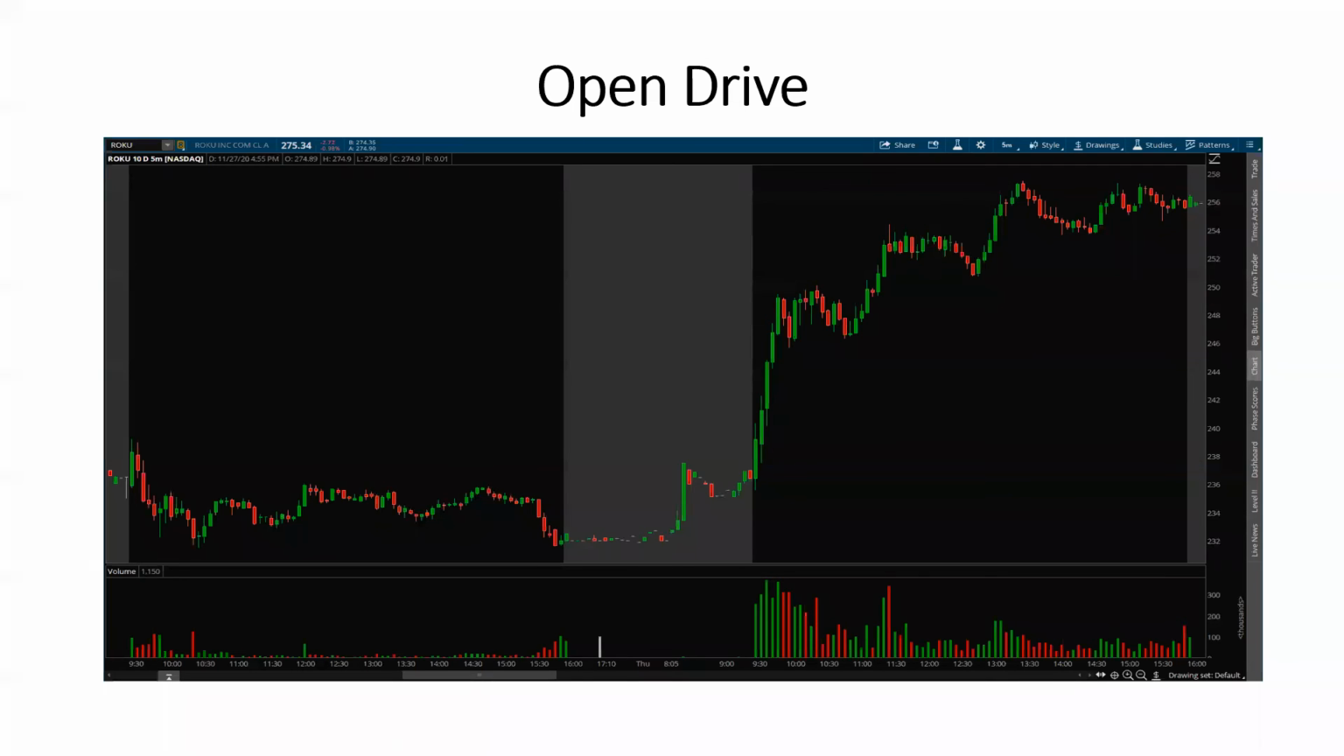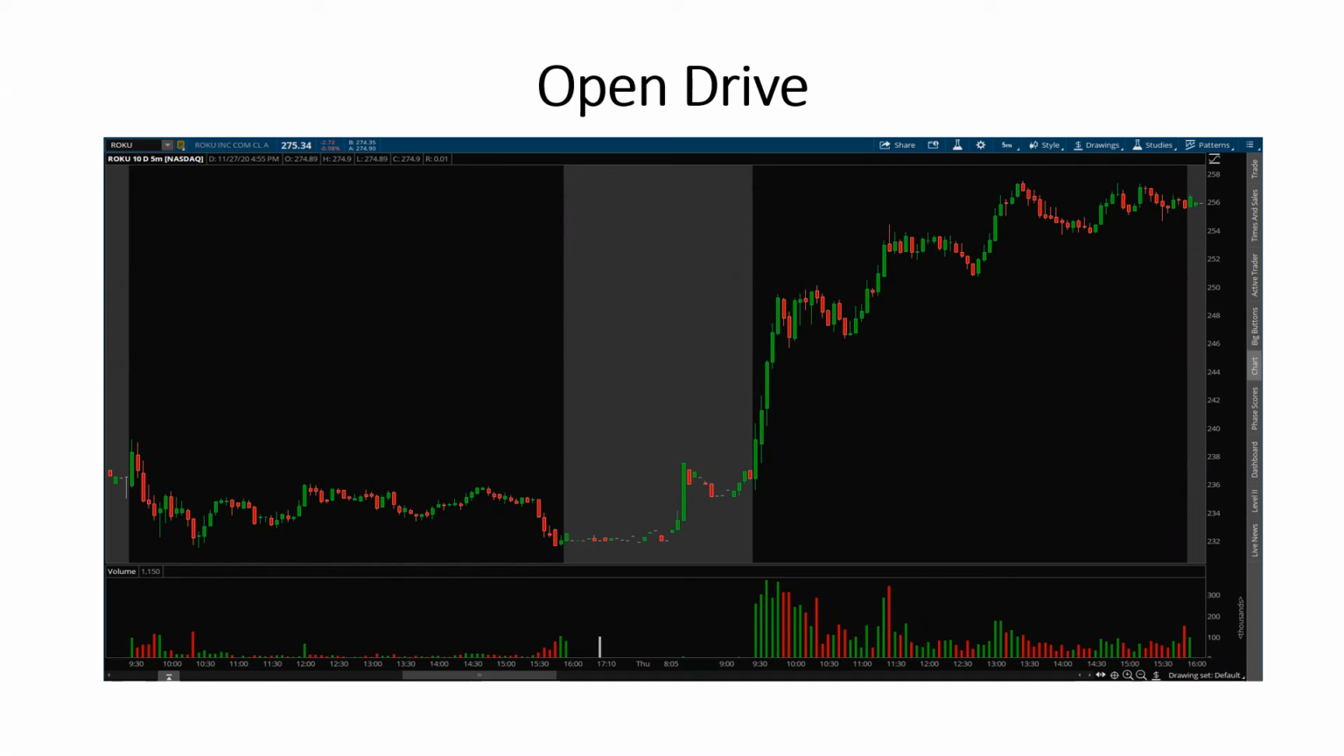So the opening drive play, as you look here at Roku, I've talked about Roku a lot of times, and Roku has opening drives all the time. Typically we call it the elevator ride up. You can usually get 5 to 6 points within 2 minutes and I'm out.